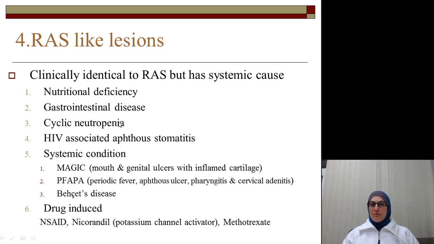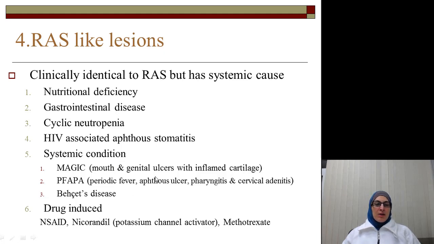Cyclic neutropenia is a condition that usually affects children, where every month, for example, the neutrophil number would drop, so the patient would develop fever, malaise, and ulcers, very similar to RAS. So, as we said, to diagnose RAS, the patient should not have any underlying cause. There should be no fever and malaise. And in cyclic neutropenia, if you notice fever, malaise, if it affects children and occurs periodically or in cycles, then you should think of cyclic neutropenia. HIV patients might develop ulcers very similar to RAS.